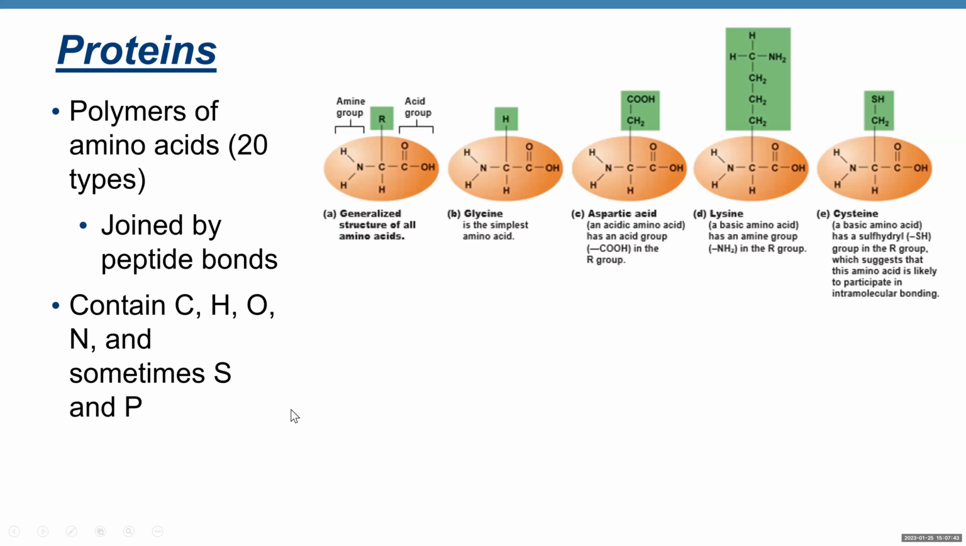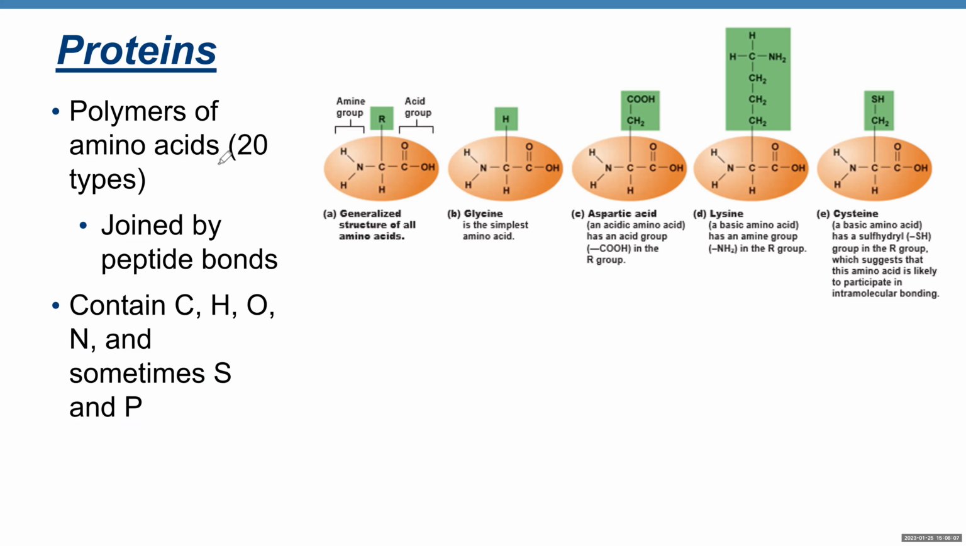And now we are in the next group of organic macromolecules, proteins. Proteins are polymers of amino acids, 20 different types of amino acids. They join by peptide bonds. Proteins contain carbon, hydrogen, oxygen, nitrogen, and sometimes sulfur and phosphorus.